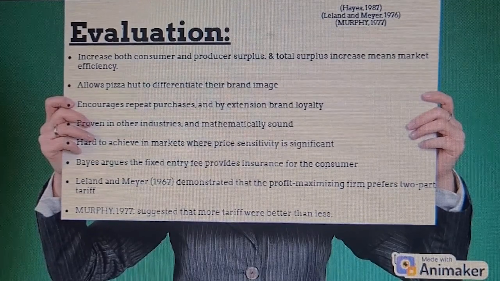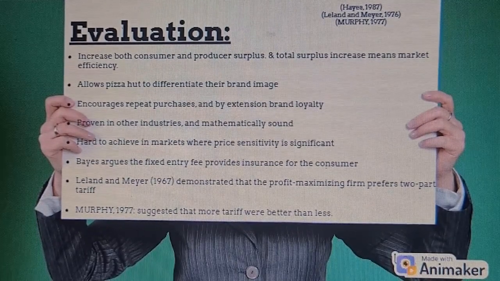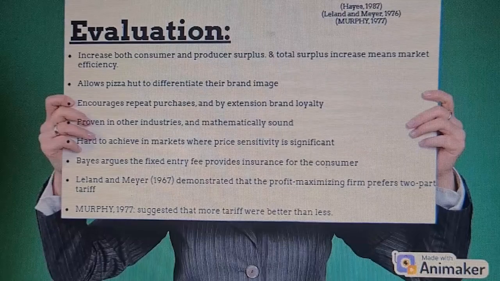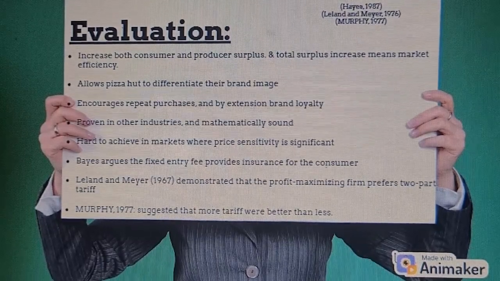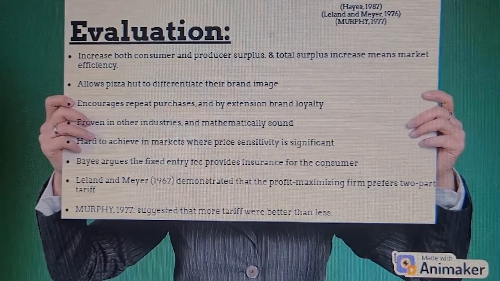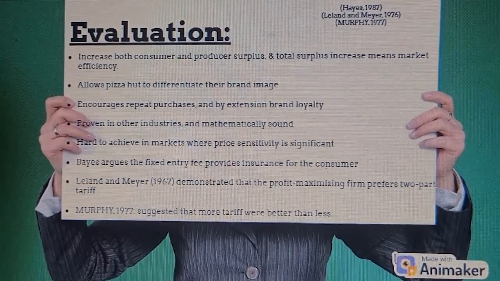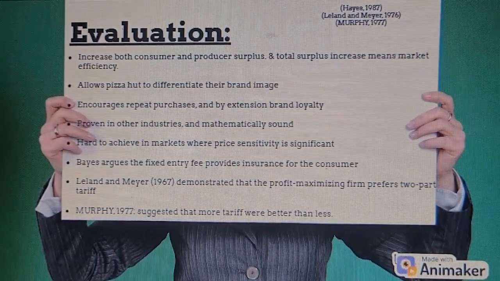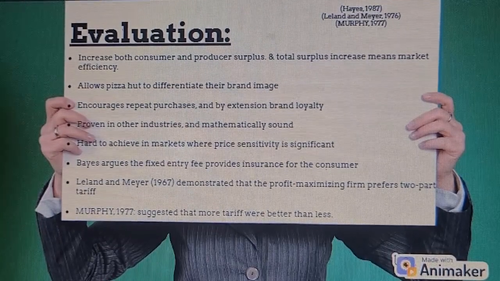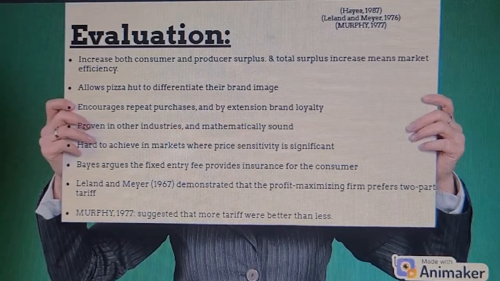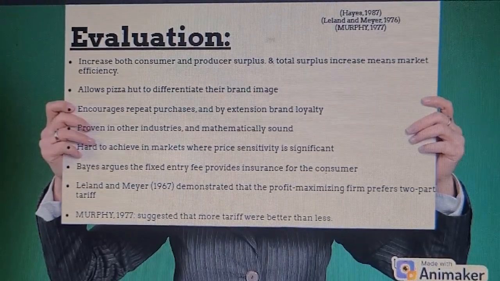Leyland and Maya demonstrate that a profit maximizer firm always prefers a two-part tariff over a uniform price. For example, a flat rate. This shows that tariff is a viable option for profit maximization. Murphy, on the other hand, shows that offering two optional two-part tariffs instead of just one tariff increases profits by 2.88%. So it may be that Pizza Hut could increase their profitability by increasing their tariff options. This will help them capture the market.